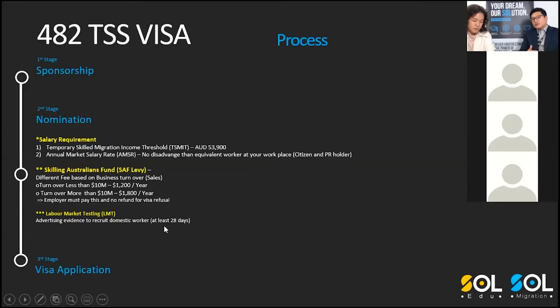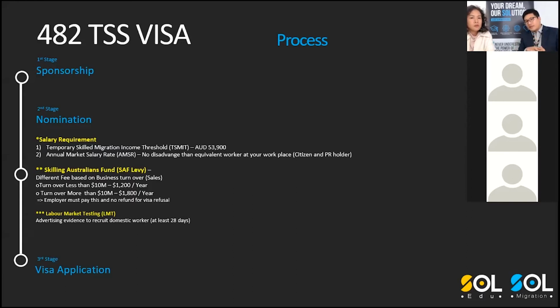So we talked about the general information about the TSS visa, and maybe you now understand there are three different visa streams and how those streams are different. But if you are planning to apply for PR, you should think about your occupation. Let's say you are working at a restaurant, then chef will give you more opportunity because chef is under the medium and long-term stream.